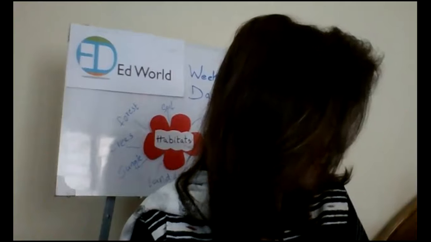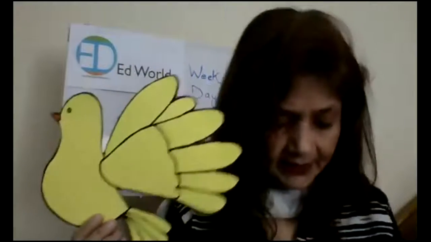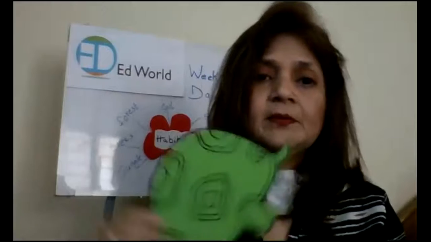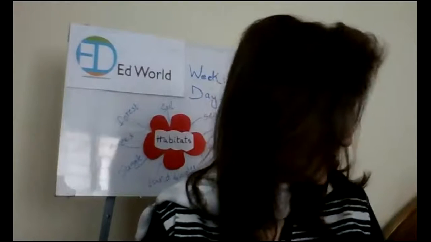This is a squirrel. Where does a squirrel live? It lives on a tree, right? Okay. And where do cows live? They live in a farm, right? And what about this animal? Oh, sorry. It's a bird. It lives on a tree, right? Okay. And which animal is this? It's a turtle. And a turtle lives on land as well as it can live in water also, right?